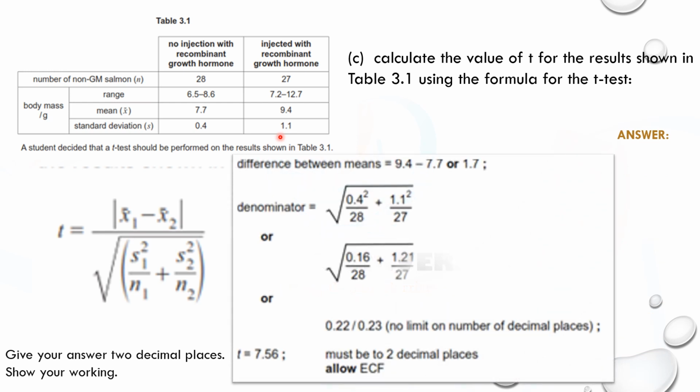So see the answer here. So this is the denominator. Now this is the numerator. The first one, okay, minus, or anyhow, you get 1.7. This is the denominator, okay. This squared over 28. You can see that. So what we have here, t calculated value is 7.56. Just basic mathematical calculation. 7.56.